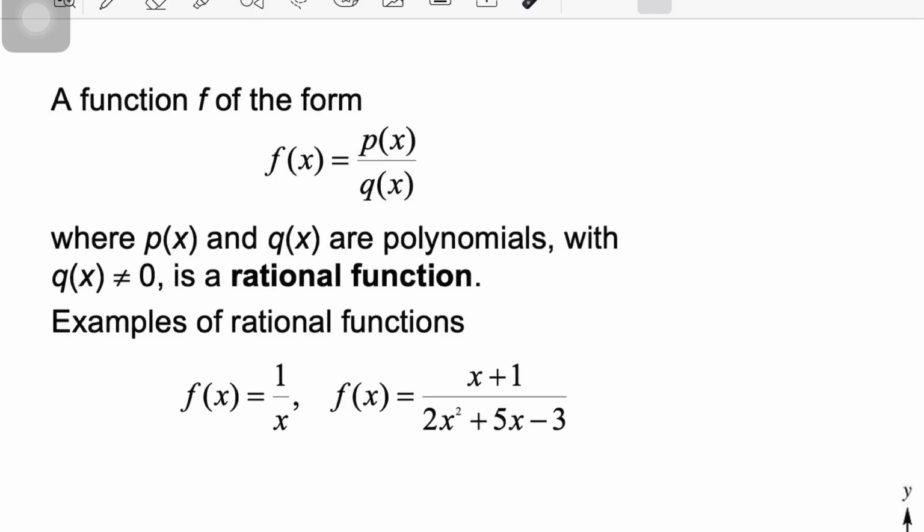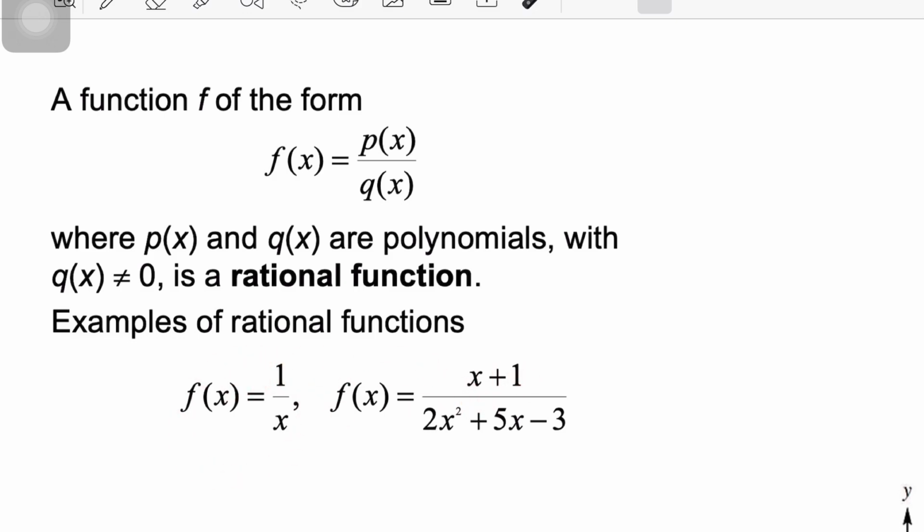In this video, we're going to go over section 5.1 from our textbook, which is a little introduction to rational functions. So we'll start with this definition here. A function f of this form here, where p of x and q of x are both polynomials, such that q of x is not equal to 0, this will be a rational function. And here are two examples of rational functions, as we can see.